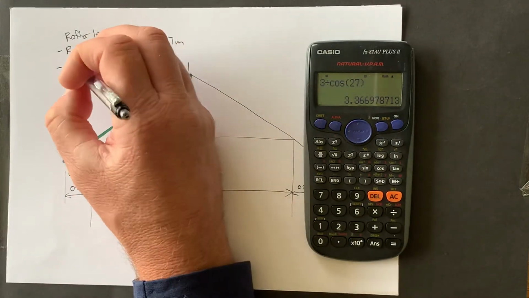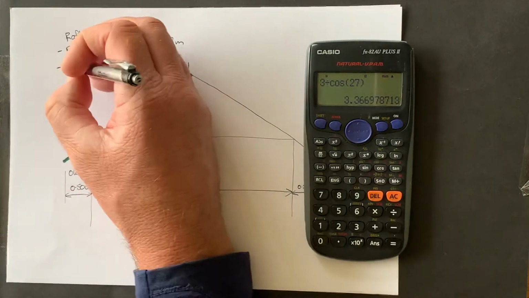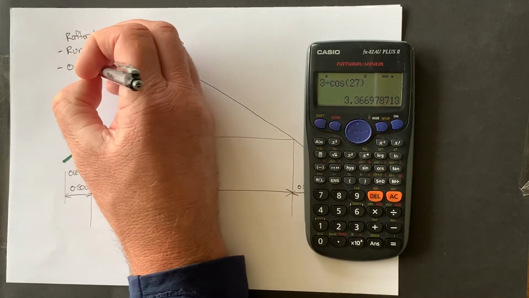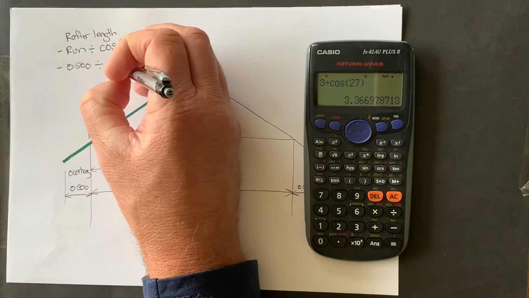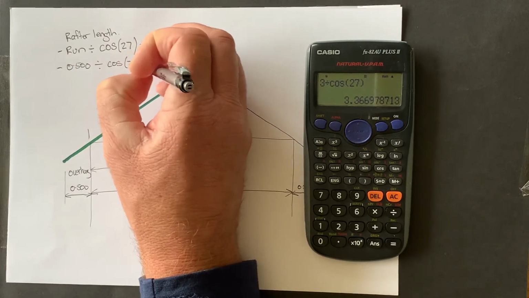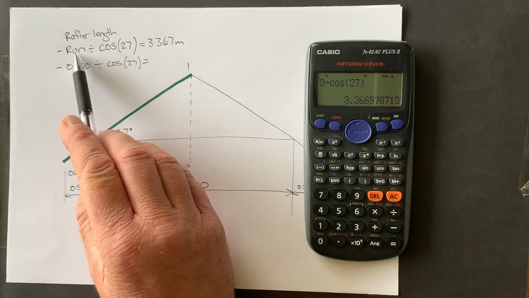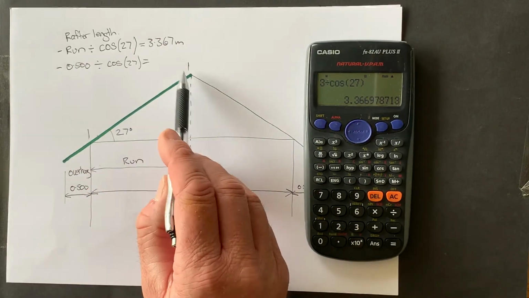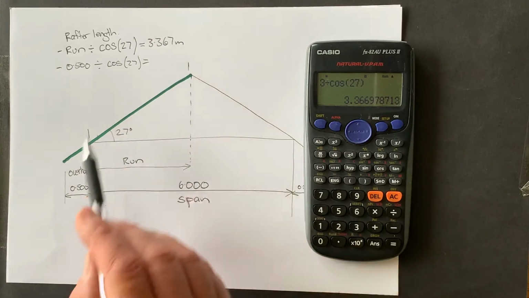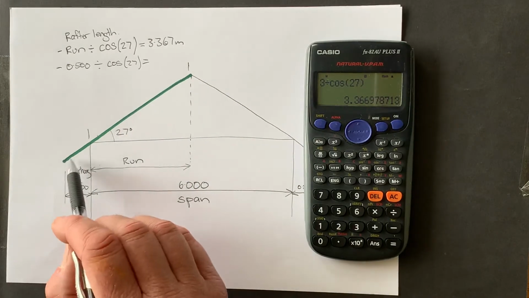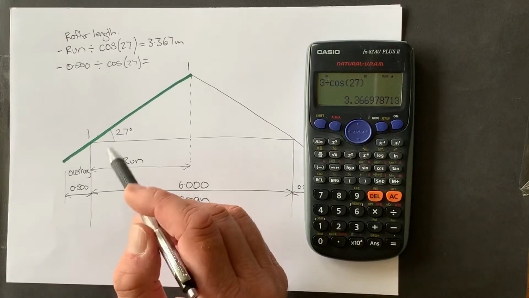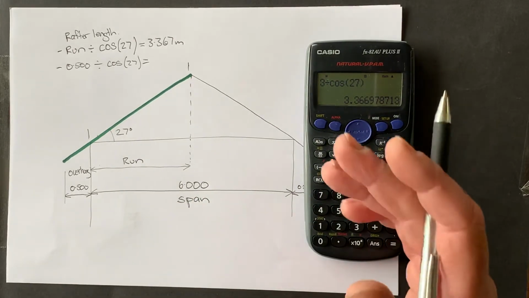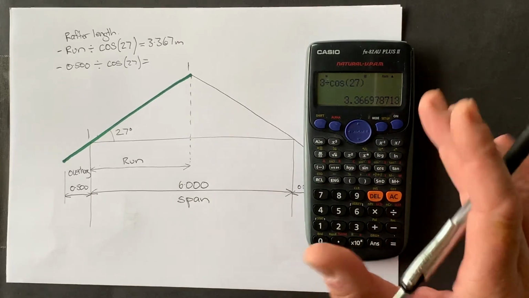Okay, so let's do this again. So in this case here, the run of the overhang is 500. Divide that by cosine 27. And when the run went from 3 meters to 3.367, it's going to be the same again. So if that's 500, it's going to increase it to, I don't know, it might be 550 or something like that. So you should be able to guess what the answer is going to be first. I mean, I could be wrong, but it won't be 10 meters.